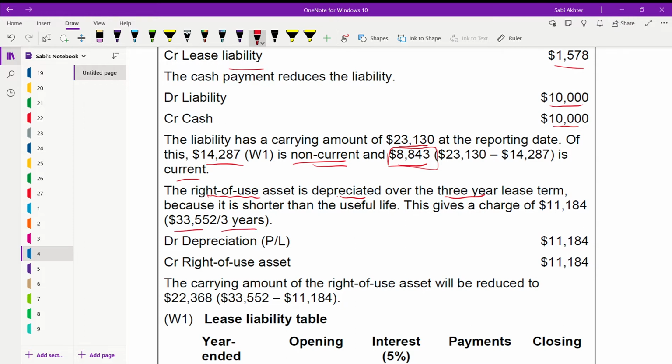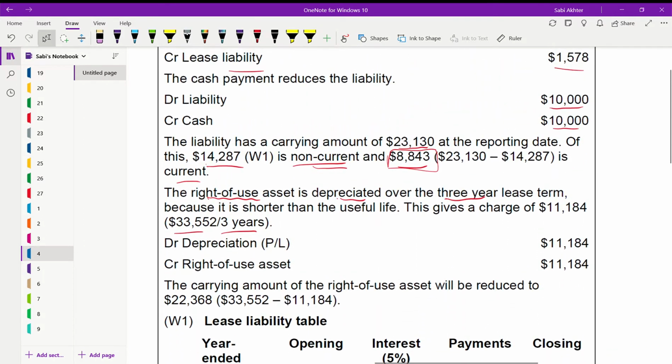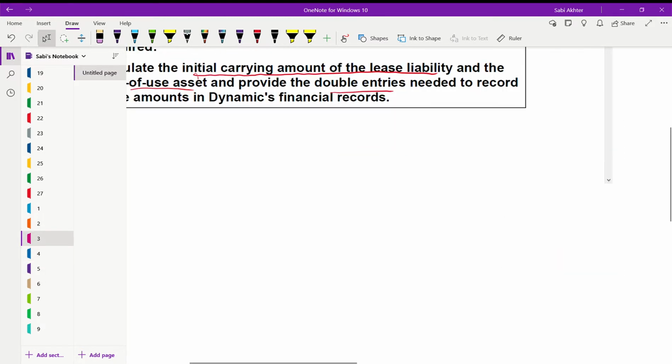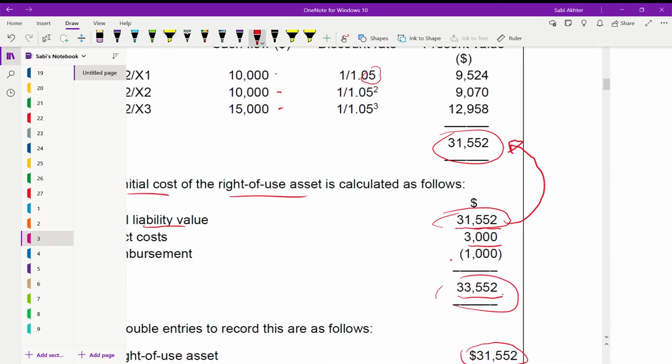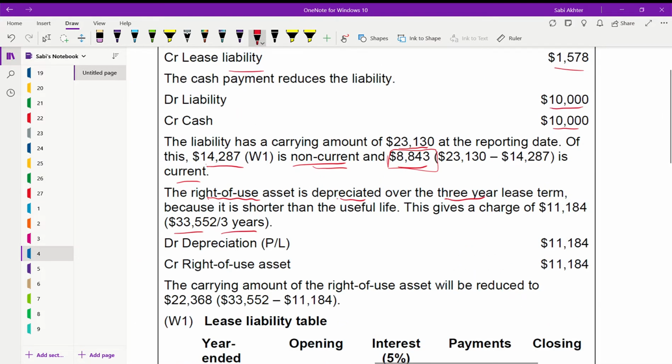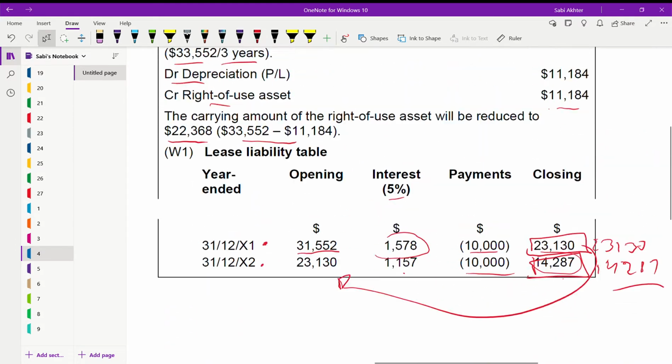33,552. Okay. It's not here, but it's given definitely in your test your understanding 3. 33,552 is the carrying amount of your asset. If you see here, you see this amount. This amount needs to be divided by 3. The right of use asset. The depreciation you debit in the P&L and credit the right of use asset because it will reduce. So you finally reduce the depreciation from the right of use asset. This will be your carrying amount at the reporting date. Okay. So that's it. We are over with it.